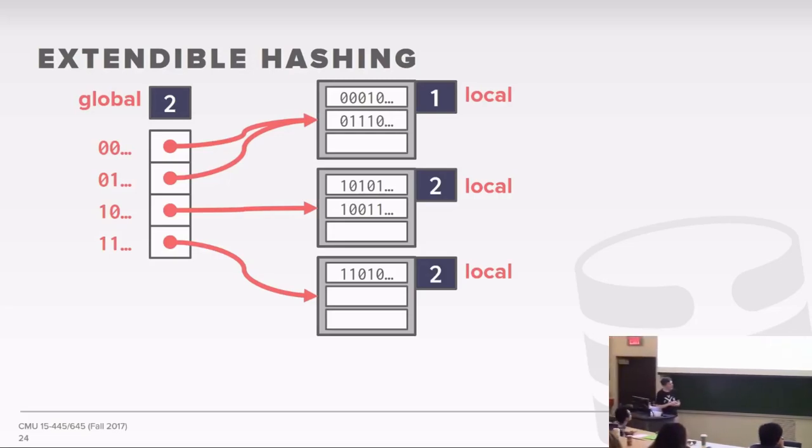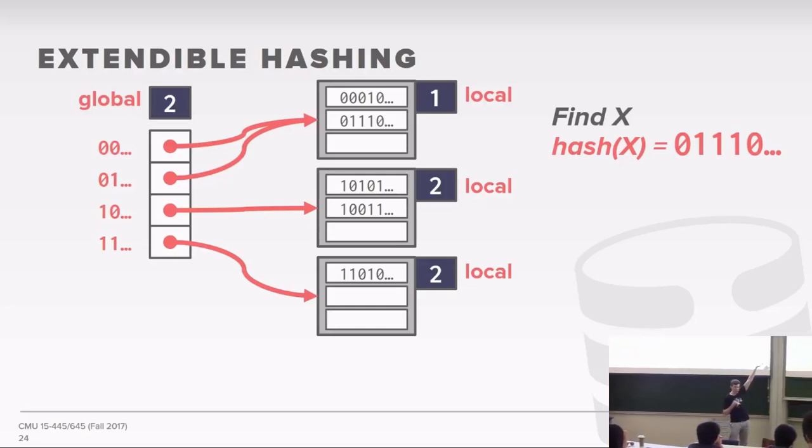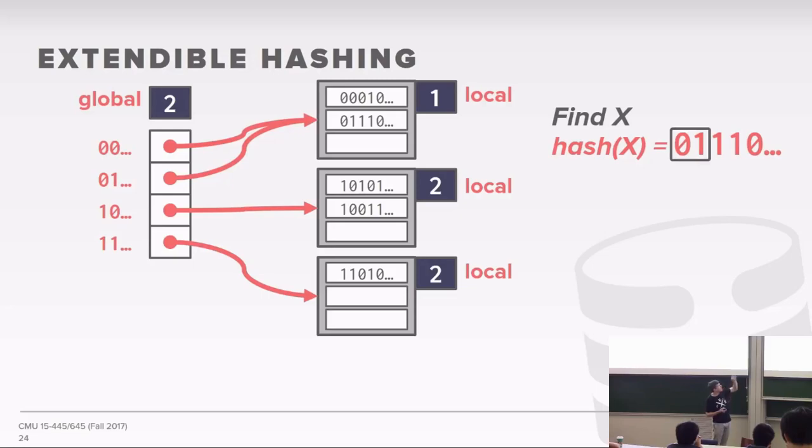So let's look at an example now. Say I want to find x. We run x through our hash function, and it produces some bit sequence. And so we look at our global counter. Our global counter says that we need to look at 2 bits. And so we look at the first 2 bits in the hashed output. And that will direct us to 0,1. And then we just follow the pointer, and that takes us to the bucket that has our entry.